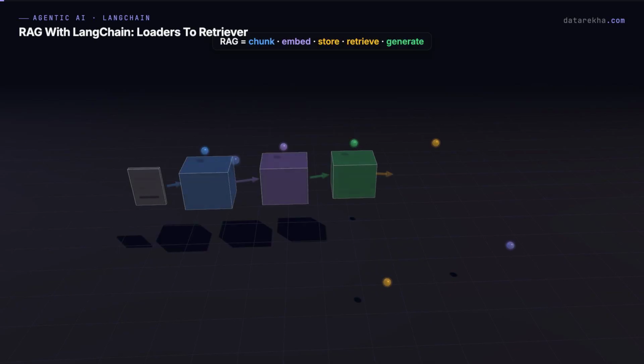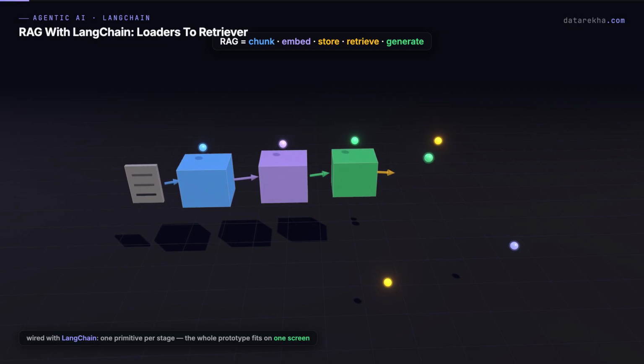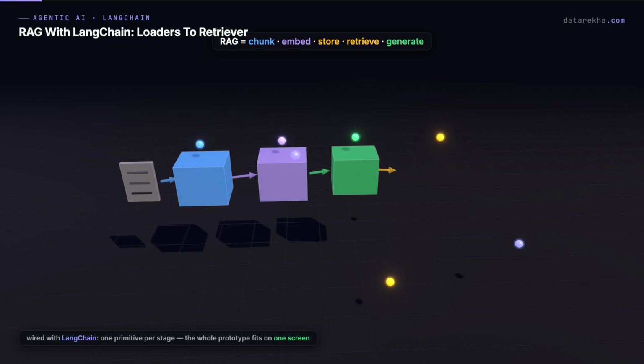You already know what RAG is: chunk, embed, store, retrieve, generate. The question this lesson answers is sharper. What does RAG look like when you wire it with LangChain? And where do real teams diverge from the framework?